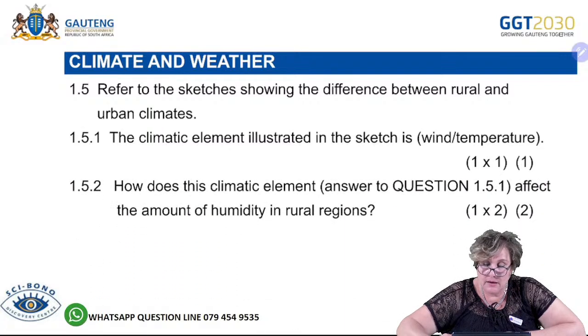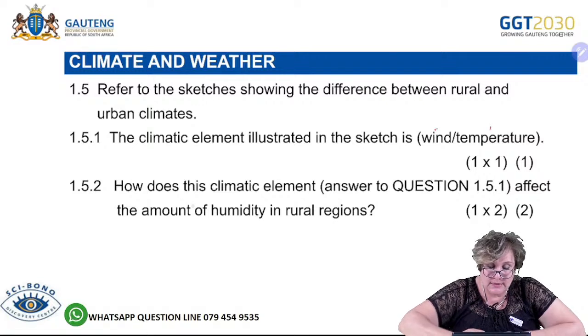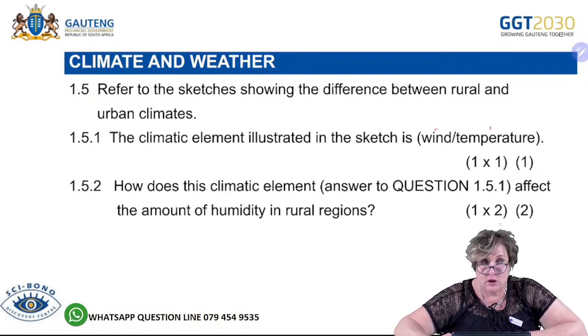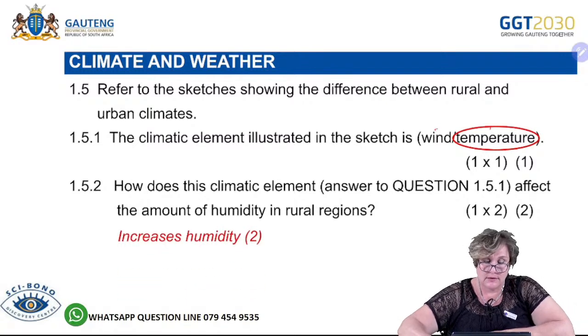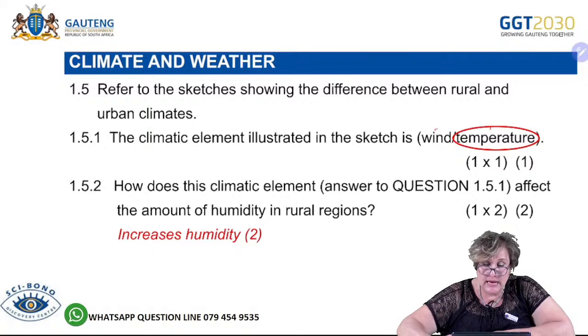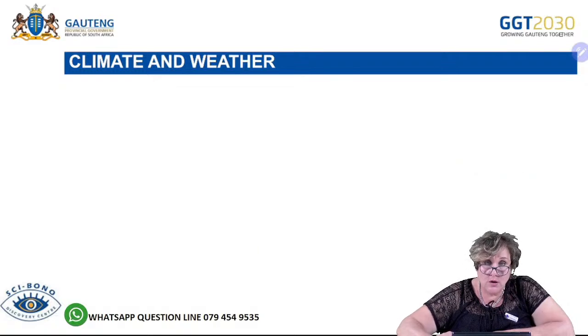How does the climate element affect the amount of humidity in rural areas? So first of all, you have to make a choice between these two. And then you must say how this climate element affects the humidity in rural regions. So always it's temperature. Why? We look at the difference in temperature between rural and urban. Now, how will this affect the humidity in rural regions? It will increase humidity as there's more dust, there's more water sources in the rural areas which assist with evaporation.